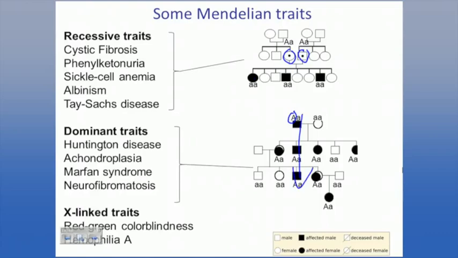And then there's a third class. We talked briefly about the sex chromosomes. Remember, males only have one X chromosome and a Y chromosome, and so the genes on the X chromosome have a particular mode of inheritance where they're much more common in males. Things like hemophilia A and red-green color blindness have that characteristic.